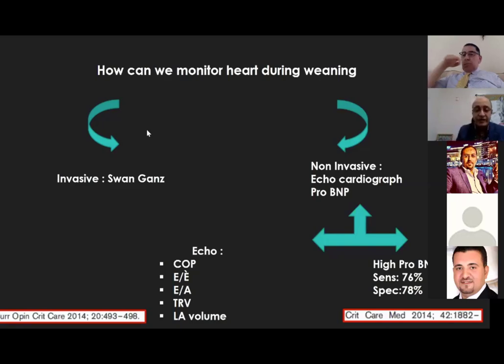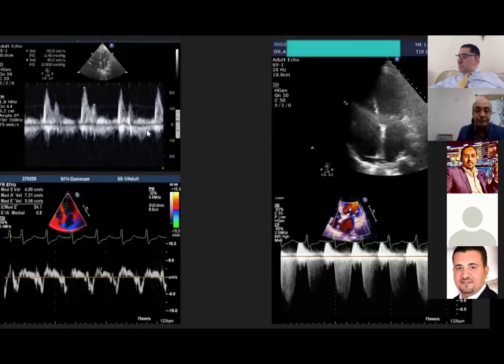And there is a lot of evidence on this. I'm going to come to this. Some people go with the Swan-Ganz to measure the cardiac output, pulmonary capillary pressure, and many other invasive measures, which is not needed nowadays if you have echo. You can measure by echo the cardiac output and the diastolic dysfunction parameters: left ventricle filling E to A and E to E prime, TR velocity, and left atrial volume.